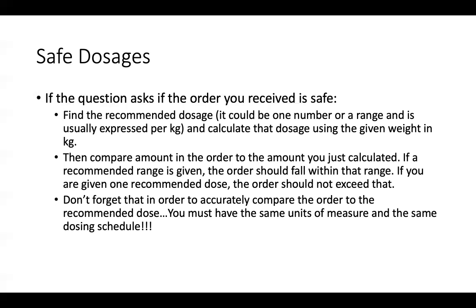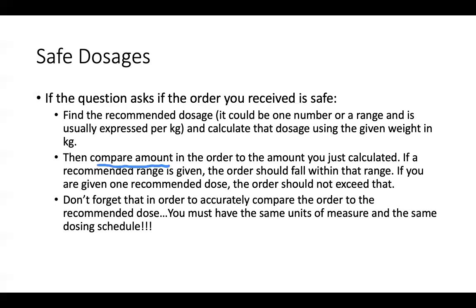Okay, so it's going to give you a recommended dosage. Now it can be a range or it can be one number. If it's a range, you're going to have to calculate it twice, and we'll do one of each so that you can see. Okay. So once we calculate that recommended dosage, then we're going to compare. We're going to look at what the doctor ordered and compare it against what we just calculated.